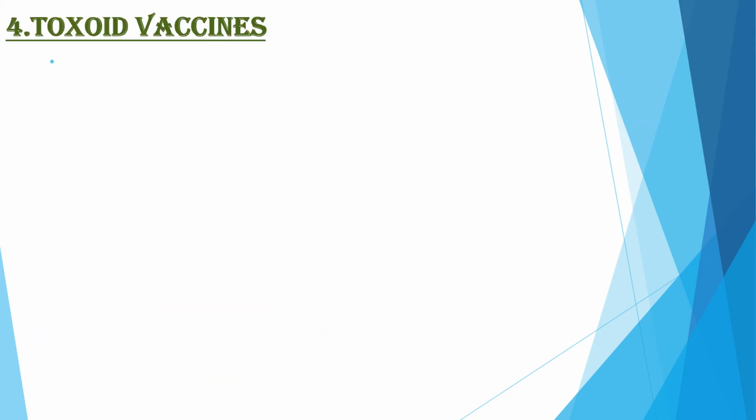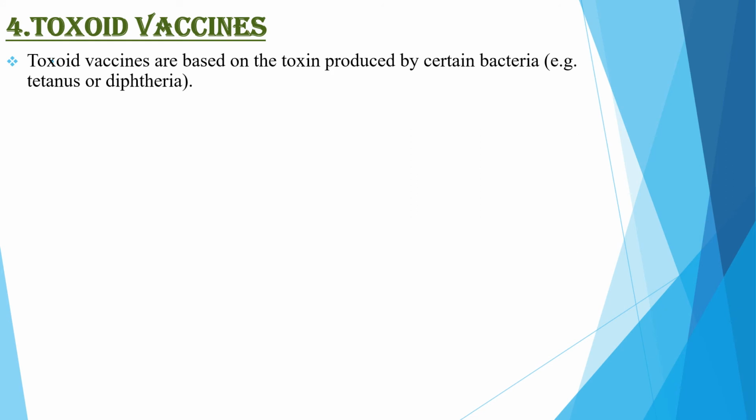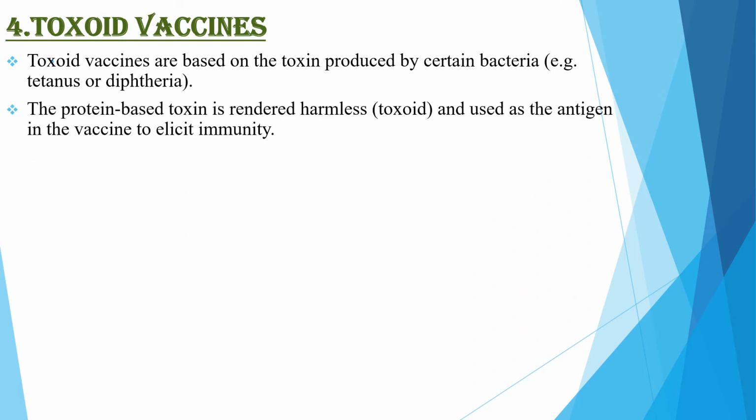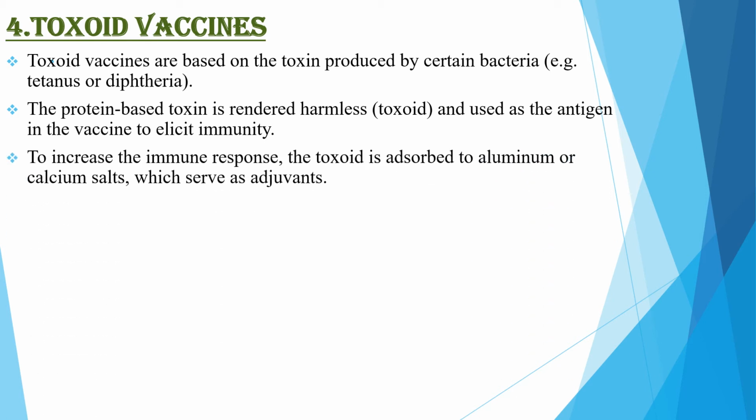The fourth one is toxoid vaccine. Toxoid vaccines are based on the toxins produced by certain bacteria, such as tetanus or diphtheria. The protein-based toxin is rendered harmless, and they are used as antigen in the vaccine to elicit immunity. To increase the immune response, the toxin is adsorbed to aluminum or calcium salts, which serve as adjuvant.